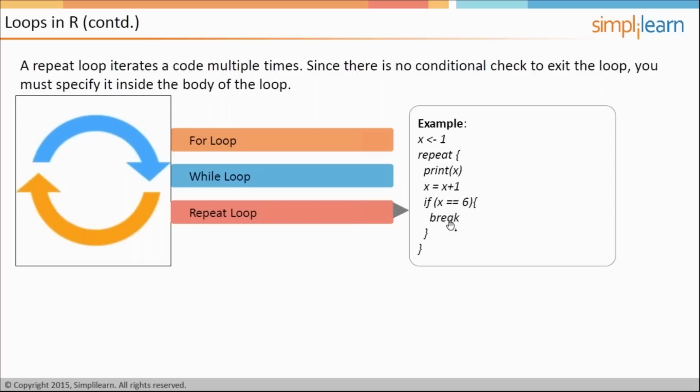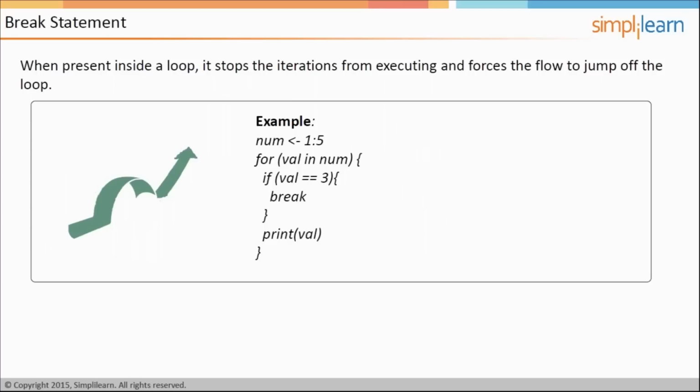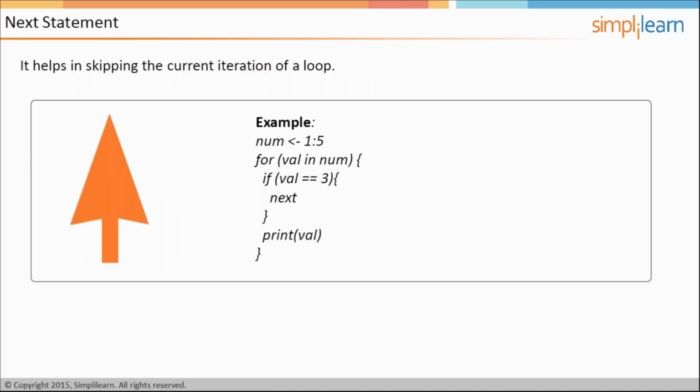requires that we insert this break function, or else it will continue to go perpetually. So in this case, this works the same as the while loop. Repeat, print x, x equals x plus 1, so that's the same as the I plus 1. And then if we did not add in this little clause here, it would just continue to repeat. So we have to insert the break function, and that's what this is describing. Inside the loop, the break function stops the iteration, and it forces the flow to jump off of the loop.